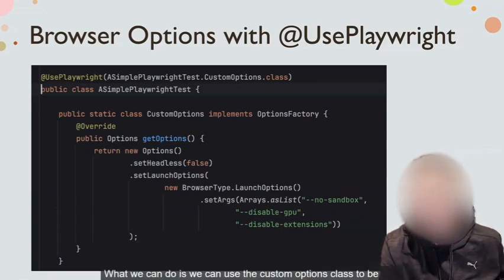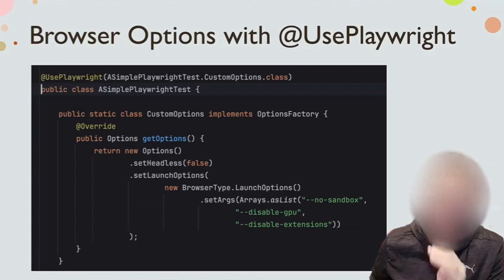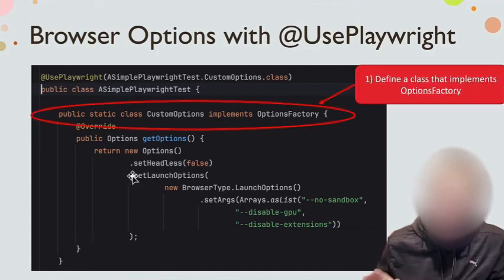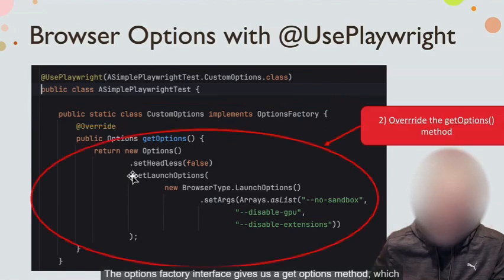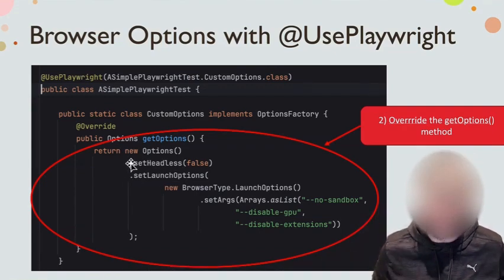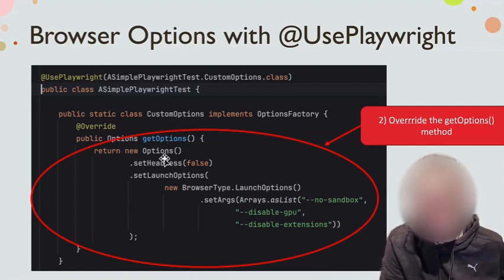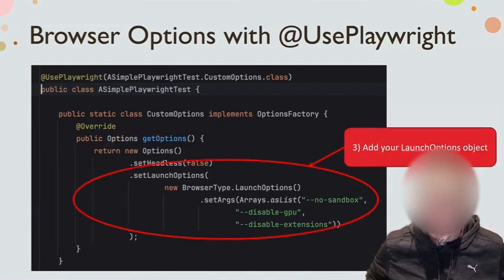What we can do is use a custom options class to set up our very own object that returns the options that we're interested in. So first of all, we need to implement the OptionsFactory. The OptionsFactory interface gives us a getOptions method, which will allow us to return an options object that contains all of the configuration we need. The options object itself, we can see here, we can set all of the options we saw earlier. So here we're setting headless and giving some launch options. But there are lots of other options that we can configure as well.